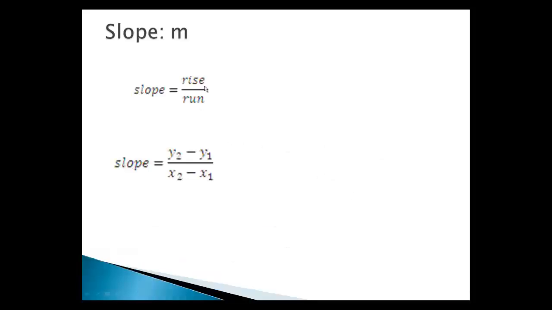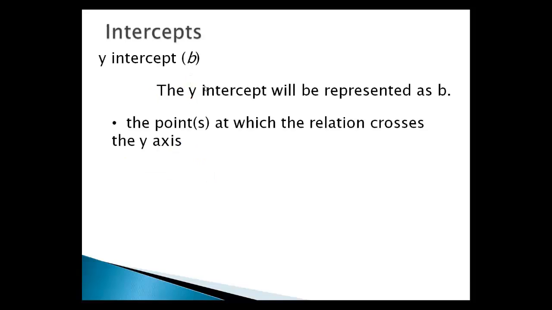Let's talk about slope again. The variable m is always used to represent slope. And we can represent slope two ways. Either the rise over the run, or we could say the slope is equal to y2 minus y1 over x2 minus x1. Now, sometimes the bottom one is also referred to as the change in y over the change in x.